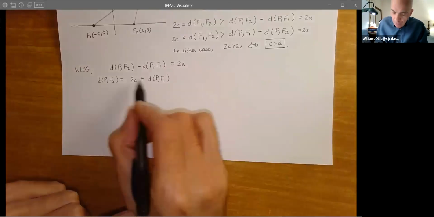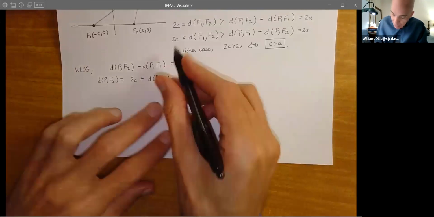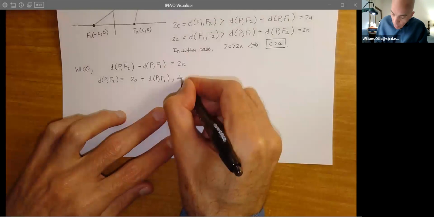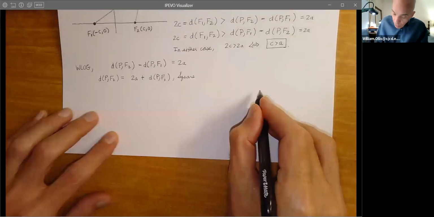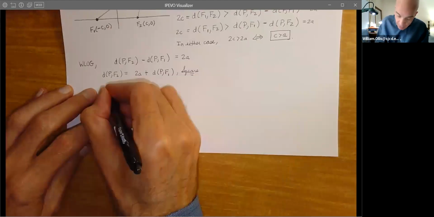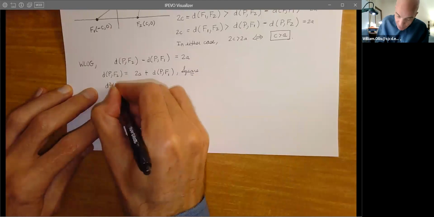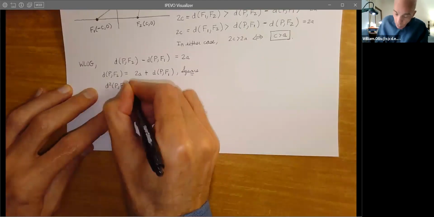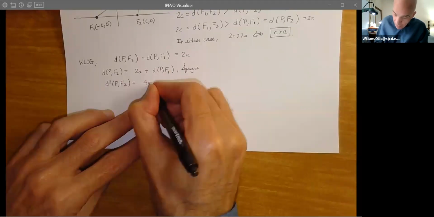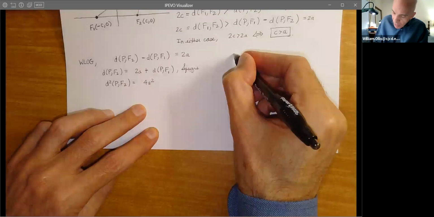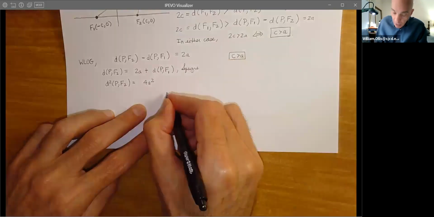Now notice here, if we isolate one of the distances, we can square and get rid of some of the radicals like we did in a symbolic way last time. So square. So this is going to give us the distance squared between P and F2. And now we'll just square the binomial. So we get 4a squared. And the whole time, I'll write this again over here. We'll keep reminding ourselves of this. We'll eventually need to use that.